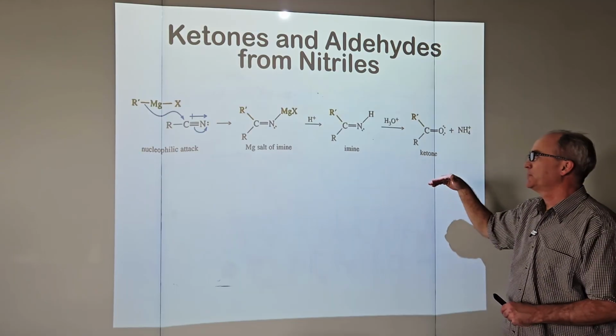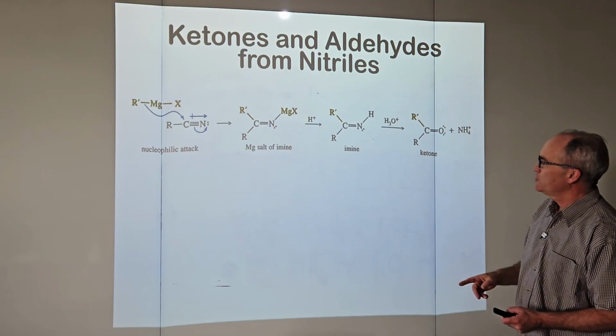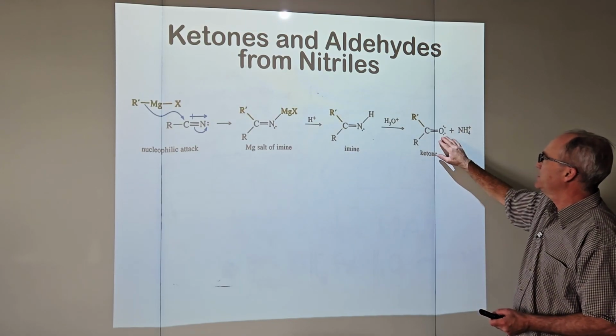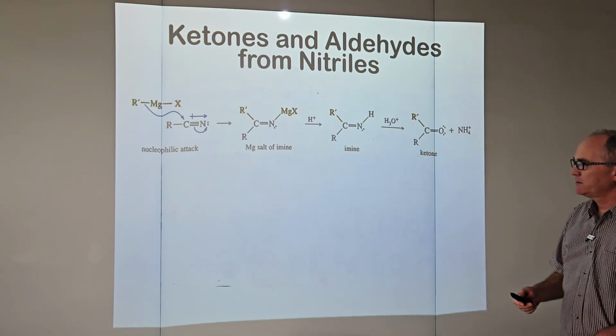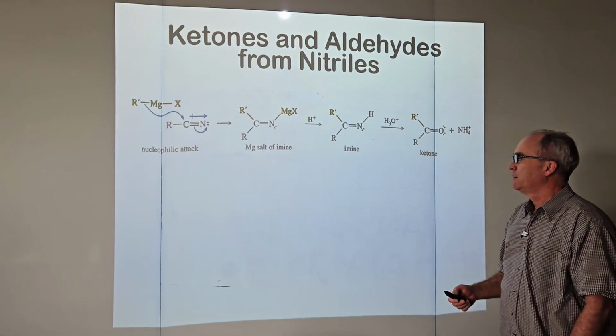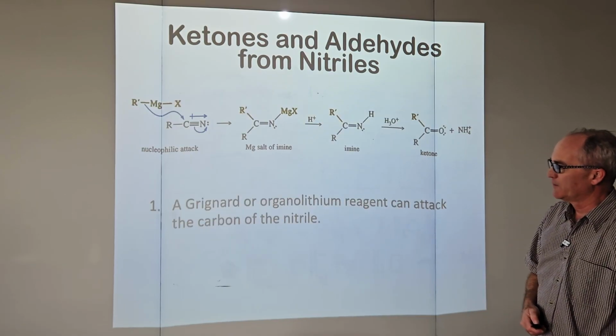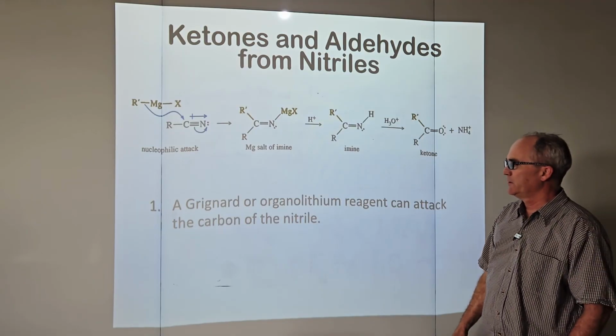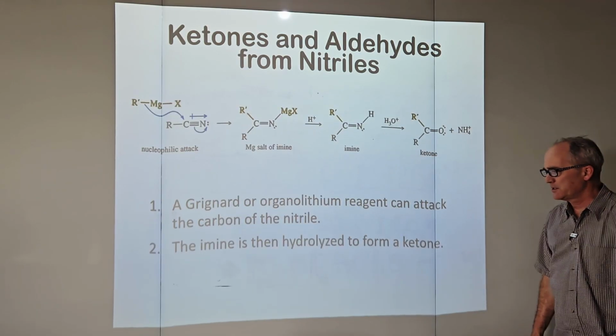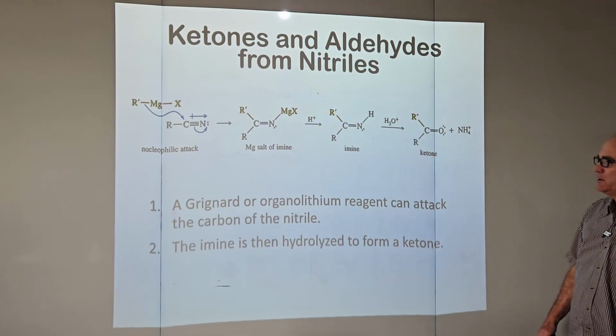In the next chapter on nitrogen chemistry, we might take a ketone and try and go back to the amine and basically get an amine out of the whole thing. A Grignard or organic lithium reagent can attack the carbon of the nitrile. The amine is then hydrolyzed to form a ketone.